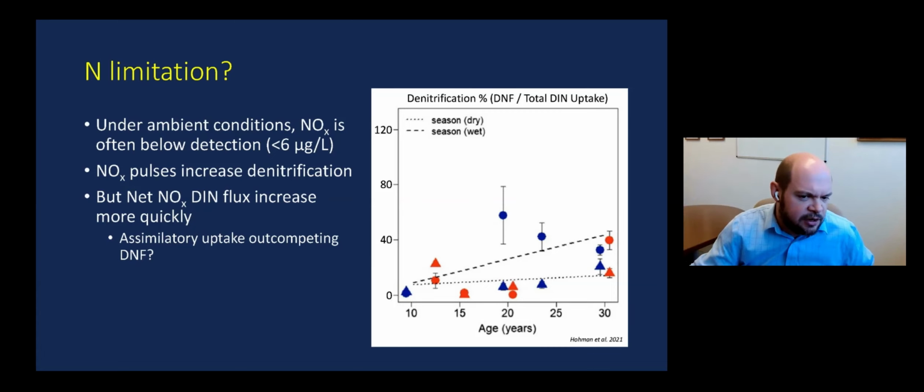And this increase in denitrification was particularly prevalent with increasing age in Gainesville. So older ponds got better and better at denitrifying in response to this elevated nitrogen runoff event. We didn't see the same response in our Miami ponds, and so we wanted to know why.